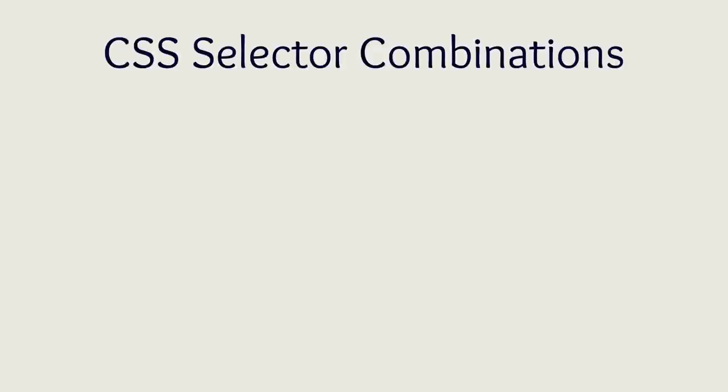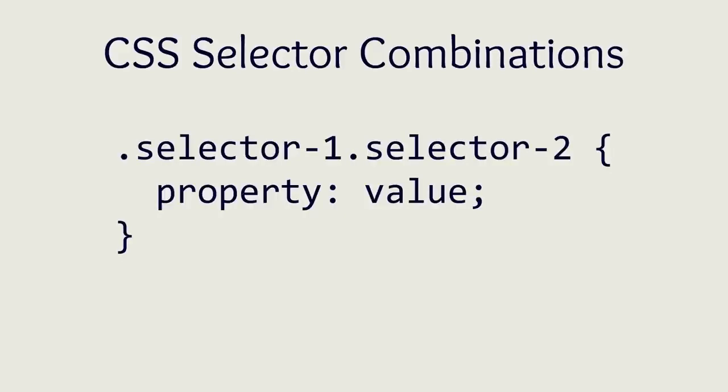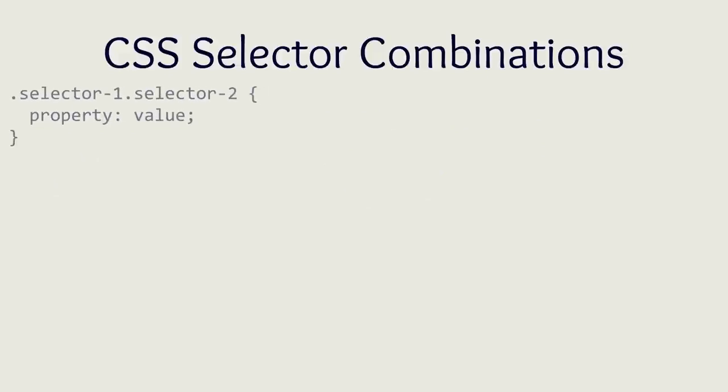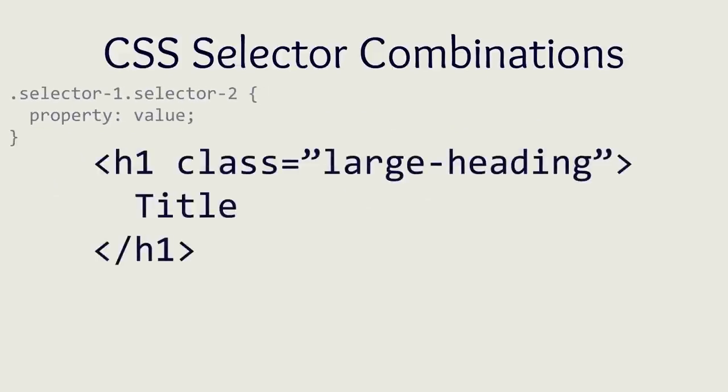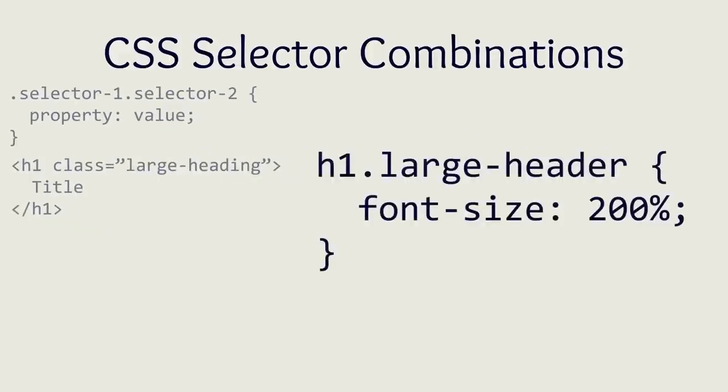On top of having many different selectors, CSS has multiple different ways to combine selectors together to make your selectors more specific. The first way to combine selectors is to specify multiple selectors that an element must have in order to be styled. To do this, you need to write the various different selectors together with no spacing between them. For example, if you wanted to select all H1 elements with the class large heading, then you would write the following selector.